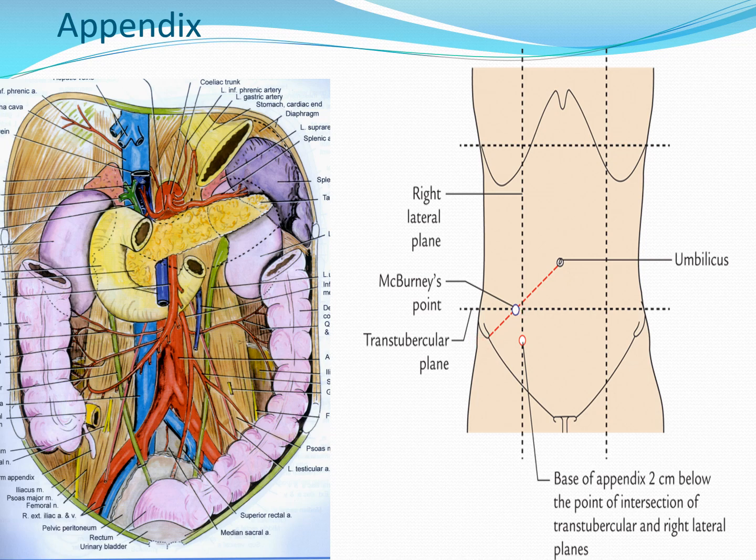This is the junction of the medial 2/3 and lateral 1/3 of the line which extends from the umbilicus to the right anterior superior iliac spine. This point indicates the maximum tenderness in a patient suffering from inflammation of the appendix. So this point is given the name McBurney's point.